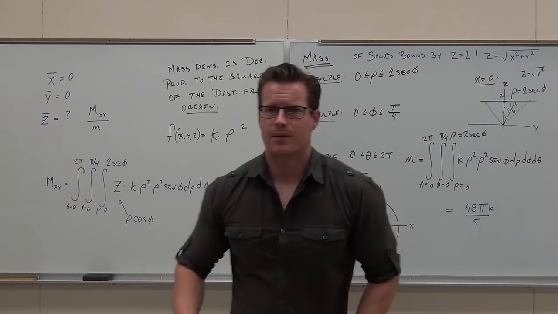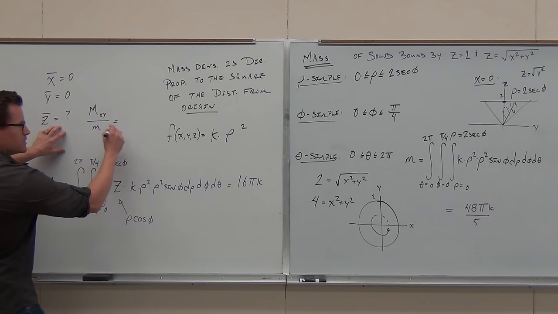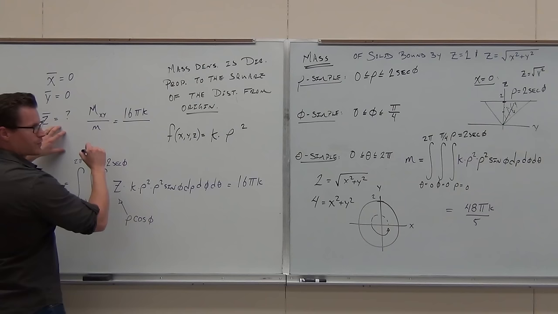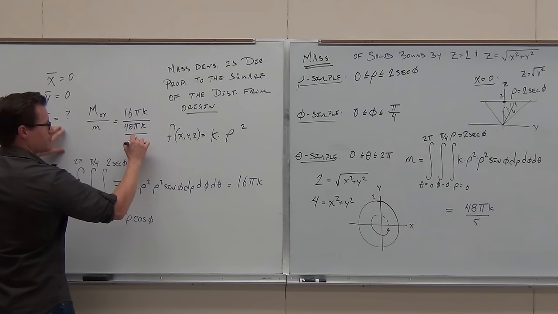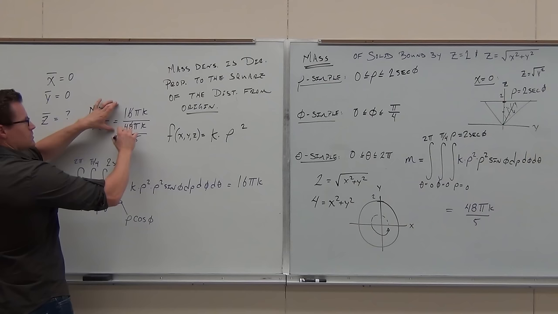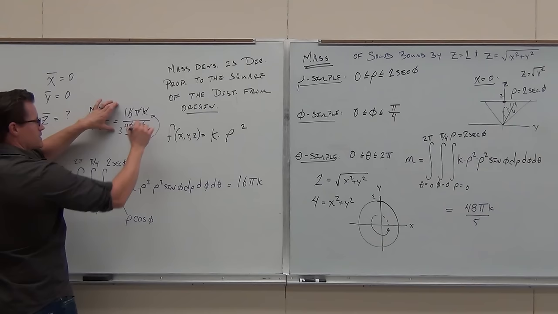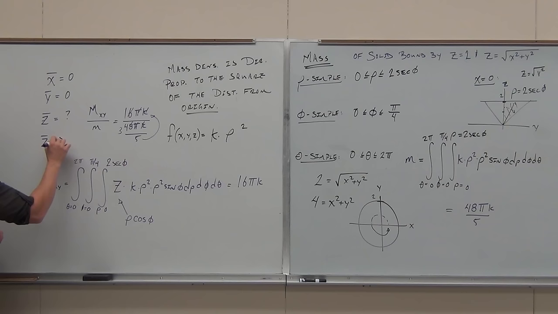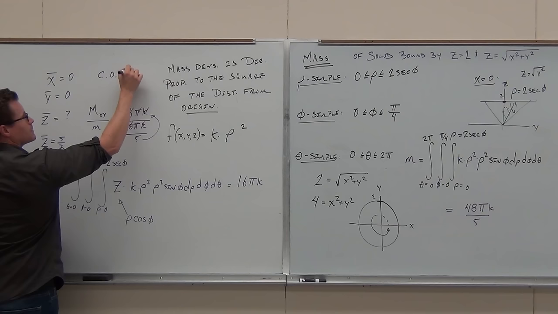So I got a minute left. Okay, so from here we would do 16 pi k over 48 pi k over 5, just taking these two pieces together. This gives you 3. This is gone. The 5 moves to the top. You get 5/3. For a center of mass, 0, 0, 5/3.